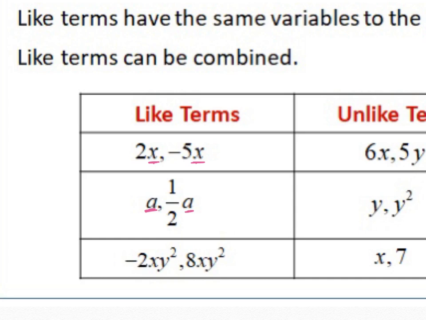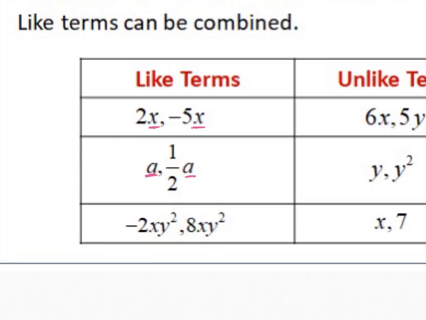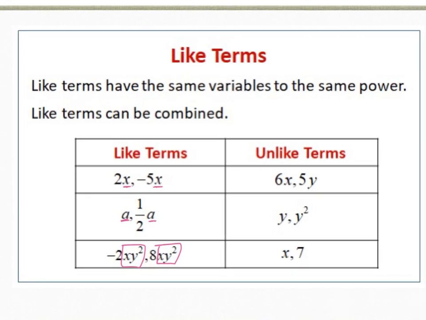Here they both have an a, so we can combine those together. The third example, they both have an x times y squared, so we could combine these. So they have to have the same variables to the same power.